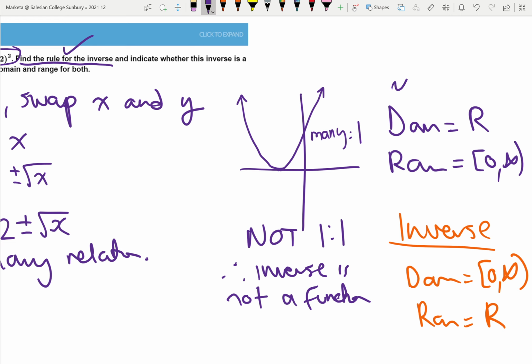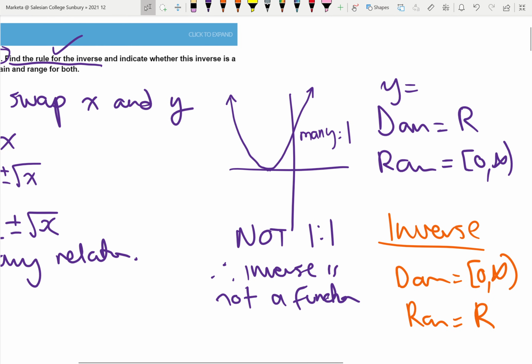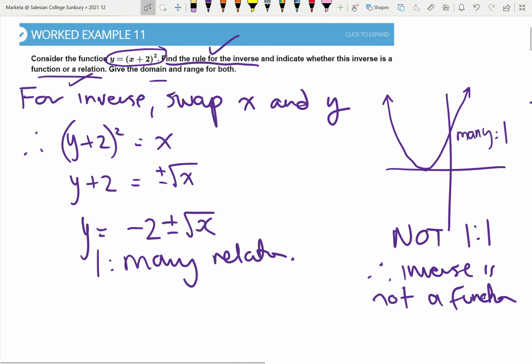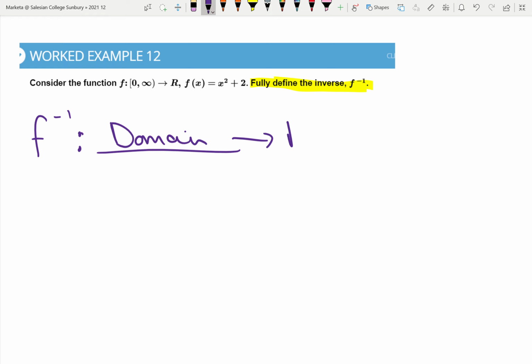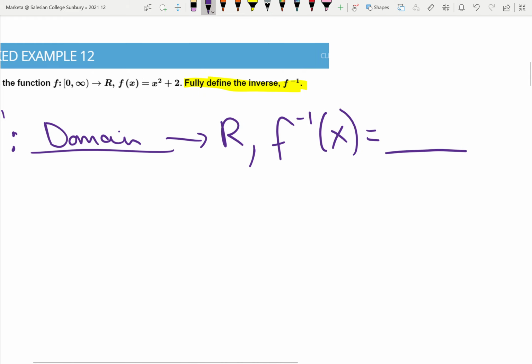So this one was our y equals x plus 2 squared. And this was the inverse. So we've done all parts of that. Let's move forward. And now they're putting it into function notation, and where it says fully define the inverse, that means we need to use function notation. So essentially, as you know, with function notation, we give the name of the function. f negative 1 is the name of the function, where the domain maps into the real number field, where f negative 1 of x equals, and there's the rule.